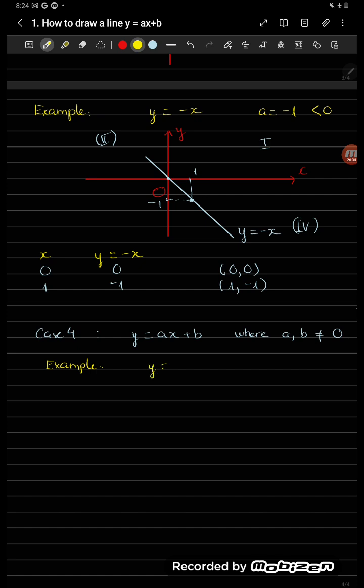Let's say we have y equal to x plus 1. In this case, you can see a equal to 1 and b also equal to 1, right? And we need 2 points. So how can we find 2 points? You can find the x-intercept and y-intercept. So what is the x-intercept?